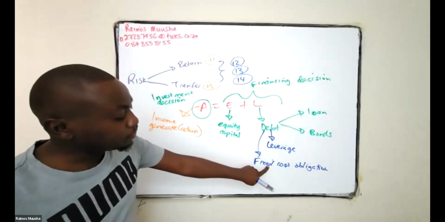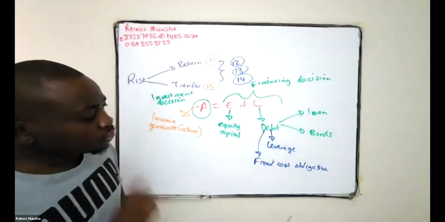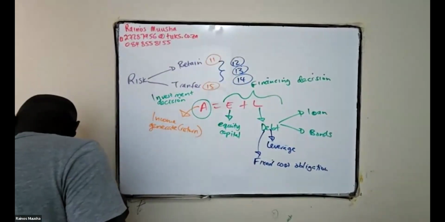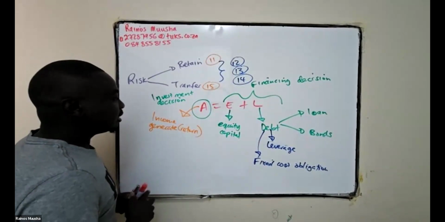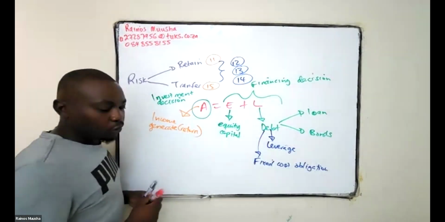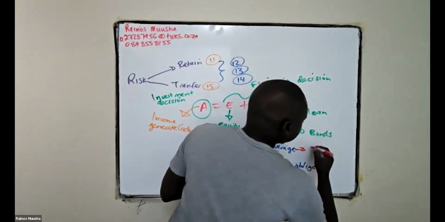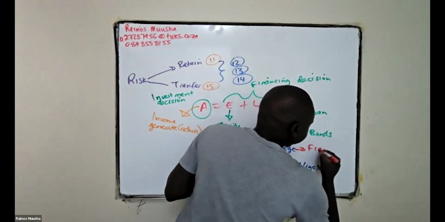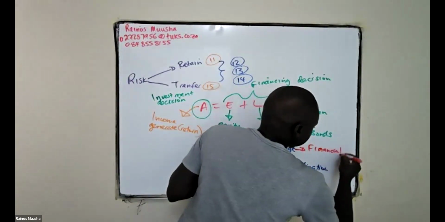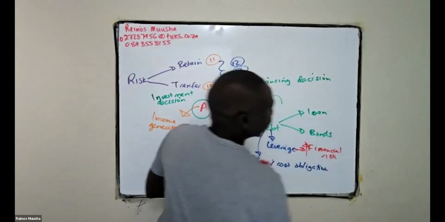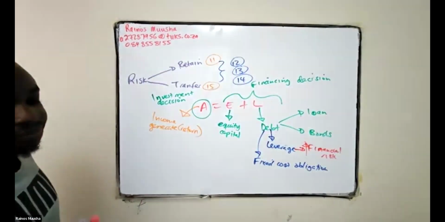So this is basically what it means. Debt, the use of debt: when your debt is increasing, it means your financial risk is also increasing. When you're highly leveraged, your financial risk is high. So the higher the debt, the higher the financial risk of the organization.